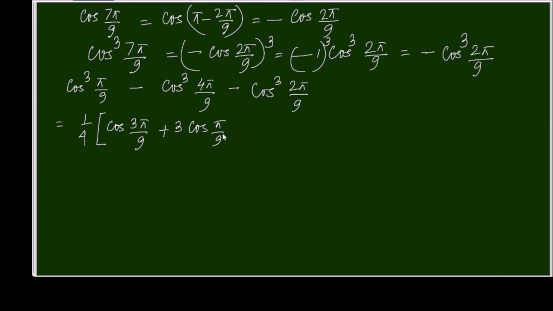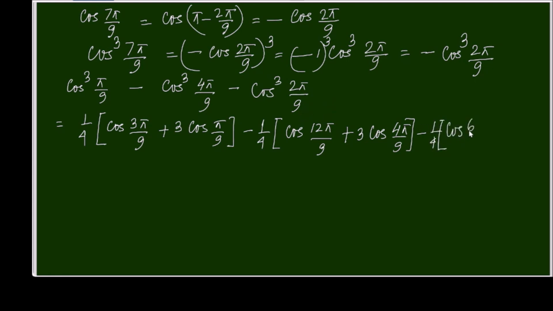Next, the second one. The second one will be minus 1 by 4. Here theta is 4 pi by 9, so it will be multiple of 3. So it will be cos 12 pi by 9 plus 3 cos 4 pi by 9. The last one will be 1 by 4. Theta is 2 pi by 9, so it will be 3 times. It will be cos 6 pi by 9 plus 3 cos 2 pi by 9.